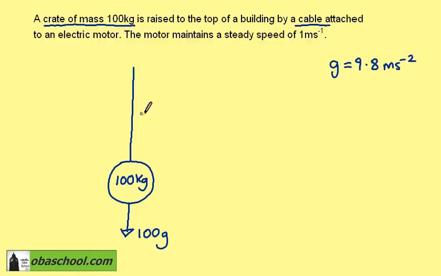Our object is moving upwards, and there must be a tension in the string which is pulling upwards on the crate. The electric motor we wouldn't put in the diagram, but we know that it maintains a steady speed of 1 meter per second upwards, and we would add this to the diagram.